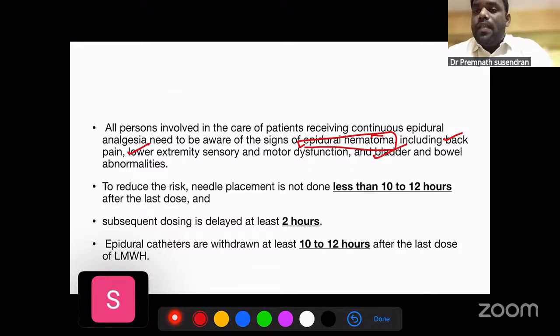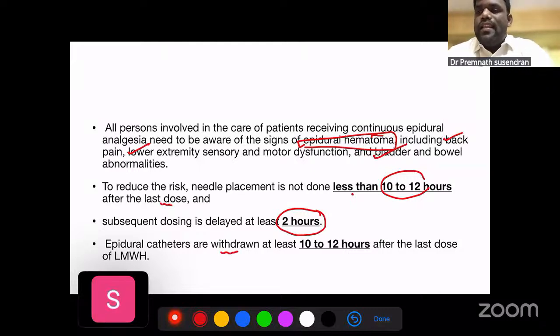You have to place the needle not less than 10 to 12 hours after the last dose, and the subsequent dose is delayed at least 2 hours, and the epidural catheter should be removed at least 10 to 12 hours after the last dose of low molecular weight heparin. Okay, these are the various scenarios that can be asked in future questions.